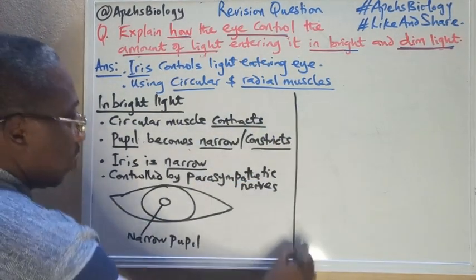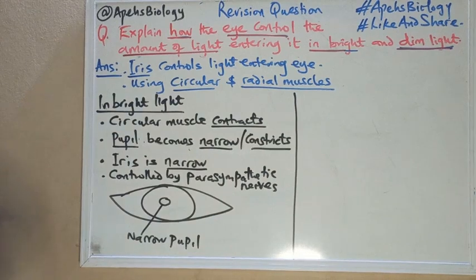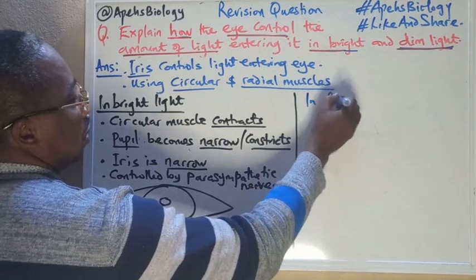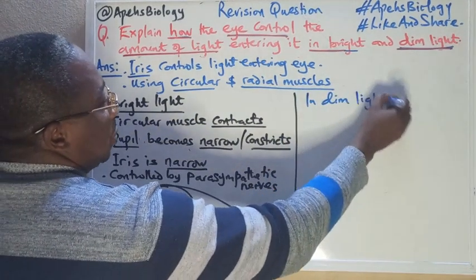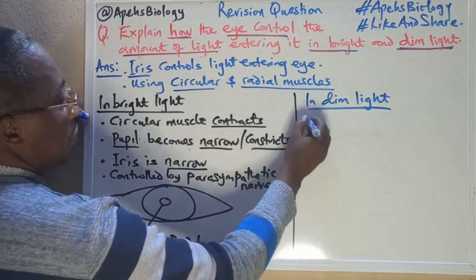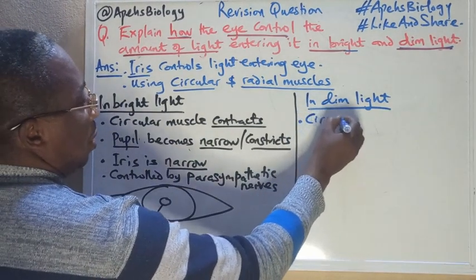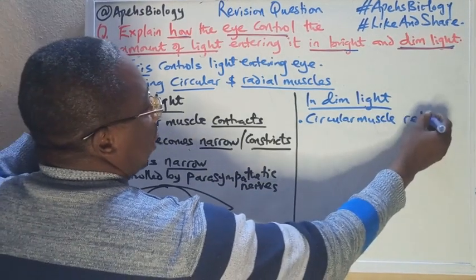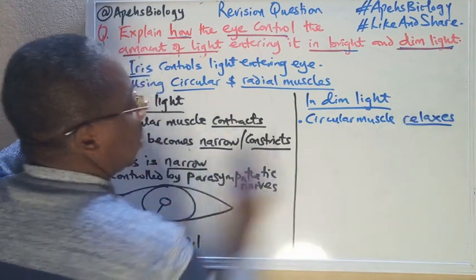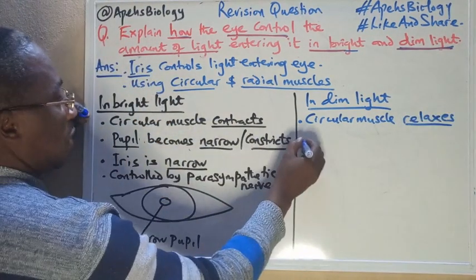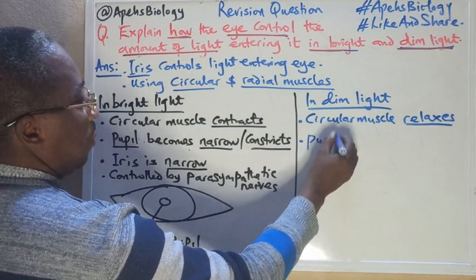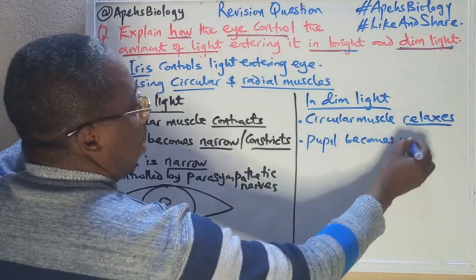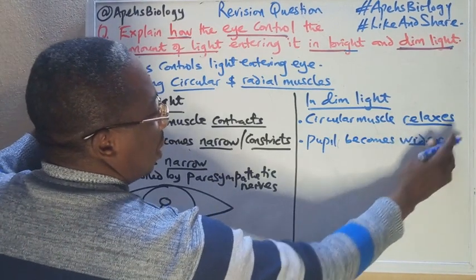Now let's explain what happens in dim light. In dim light, let's just pick the opposite. In dim light, the opposite, we say circular muscles. What will now happen? Relaxes. Very important. Here they contract. Then what happened? Here, the pupil becomes wider so that more light can enter.